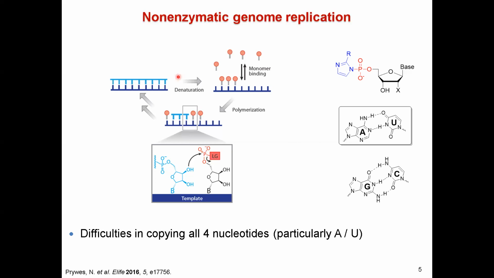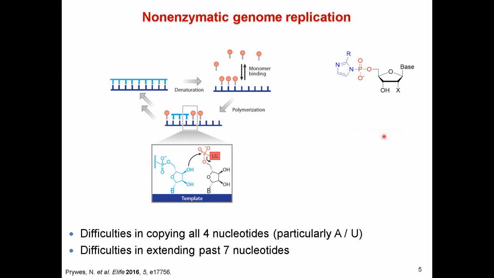And so one difficulty that I wanted to address was the hard times that we have with copying all 4 nucleotides, and particularly AU-rich sequences. This seems to be an issue. Also, the gold standard in literature at the moment is that we can copy up to 7 nucleotides quite well in RNA system, but this is simply not efficient enough to generate sequences that would encode for function.